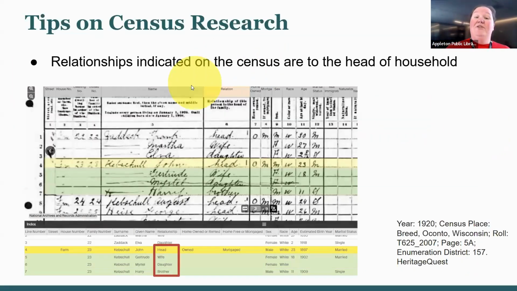You also want to pay attention to the relationships that are indicated in the census, and remember that they're to the head. So we're looking at John. He's listed as the head. His wife is Gertrude. His daughter is Myrtle. And it says brother Harry. Well, Harry is the brother to John. He's not the brother to Gertrude or the brother to Myrtle. So remember, that relationship is always to the head of the household.